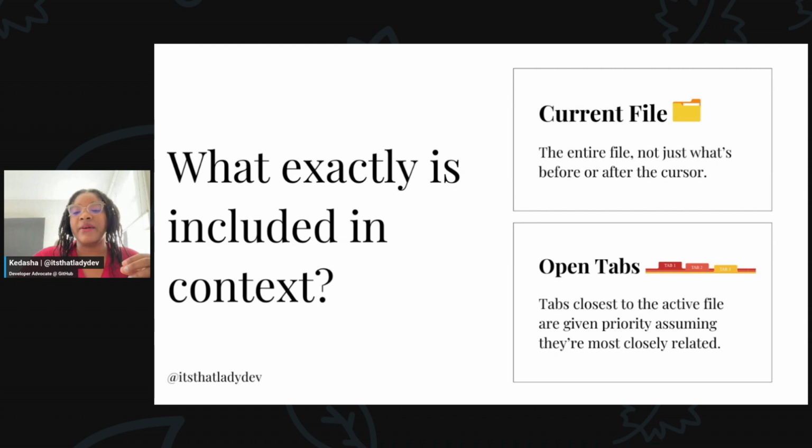Copilot is also going to look at any open tabs that you have. And the tabs closest to your active file are given priority, assuming that they're most closely related to the work that you're trying to do. So when it comes to context, Copilot is looking at your current file and all the tabs that you have open, right?